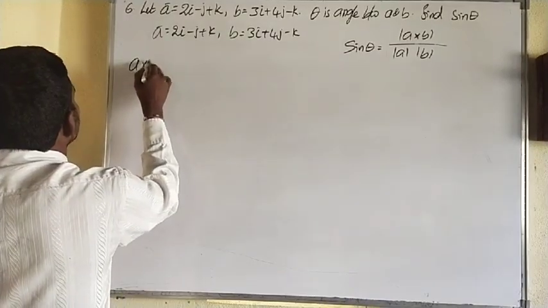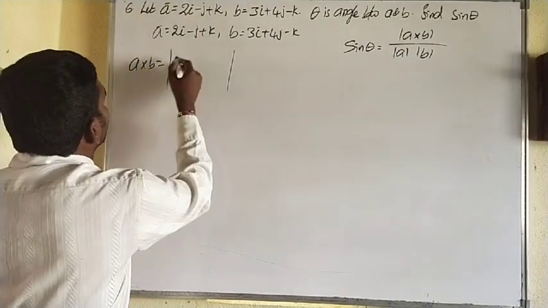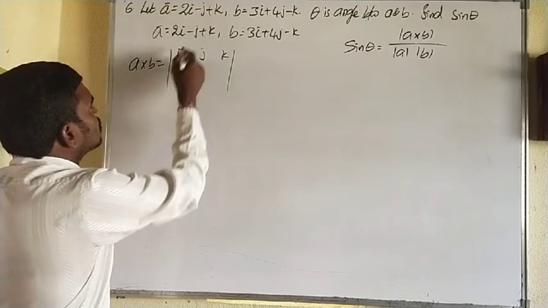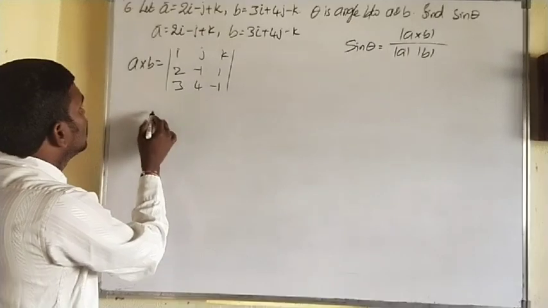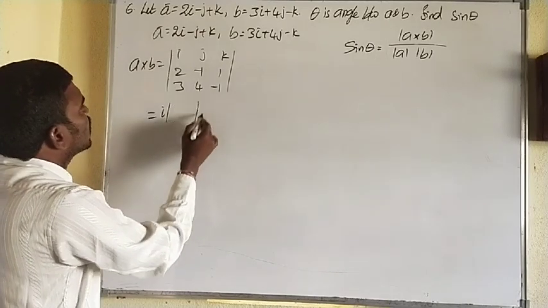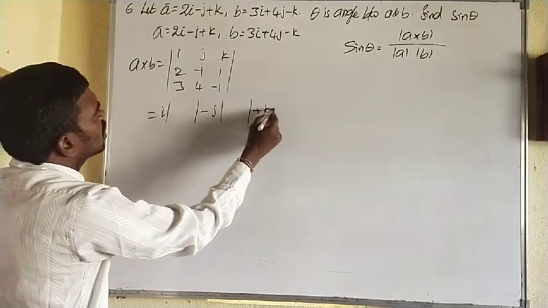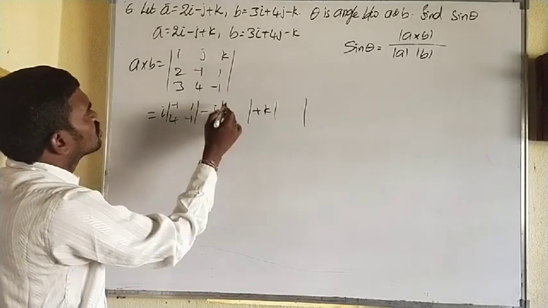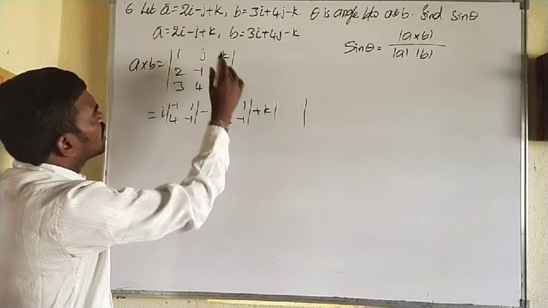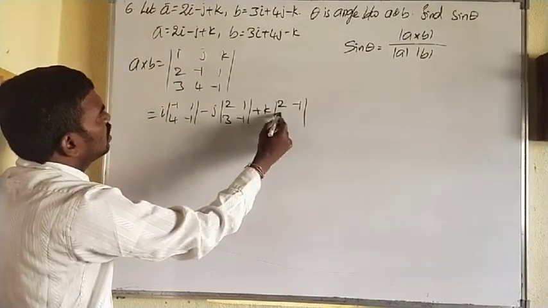First I want a cross b. A cross b means what? i, j, k; terms 2, minus 1, 1; 3, 4, minus 1. Which is equal to i into the next minus j into the next plus k into the next. What are the i terms? Minus 1, 1; 4, minus 1. The j terms: 2, 1; 3, minus 1. The k terms: 2, minus 1; 3, 4.